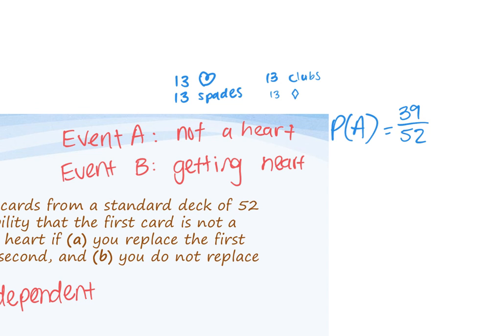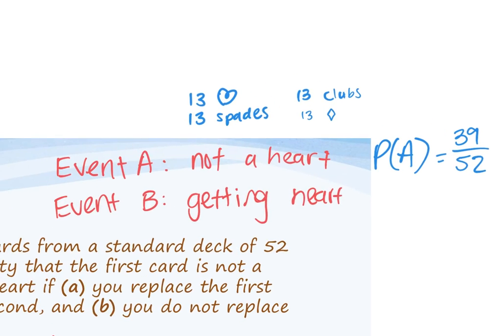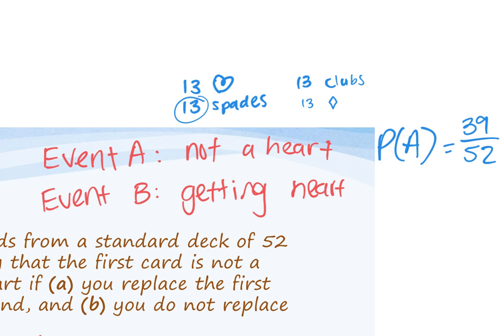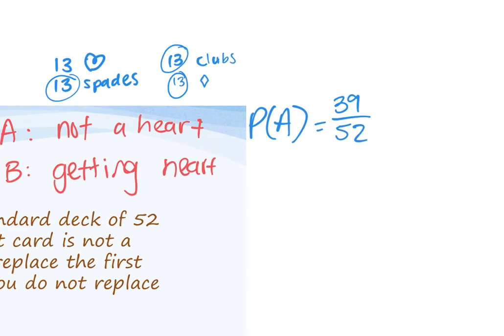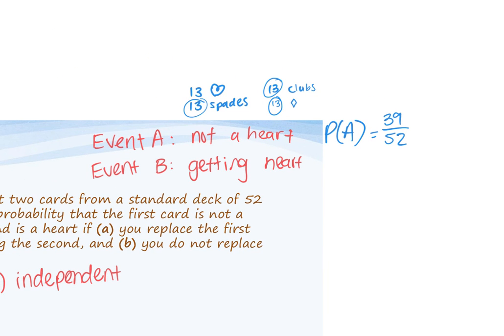Okay? So we are finding the probability of not getting a heart. Not getting a heart would be 13, 13, and 13. You could either pick up a club, a diamond, or a spade. 13 times 3 is 39. So we have 39 to choose from out of 52. Or 52 minus 13 gives me 39 as well. Then we have to calculate the probability of B.